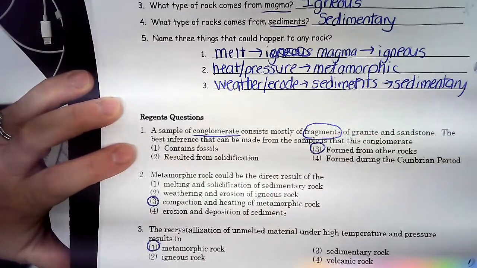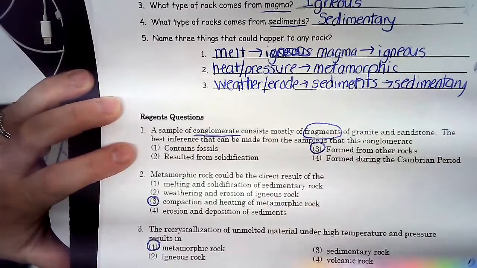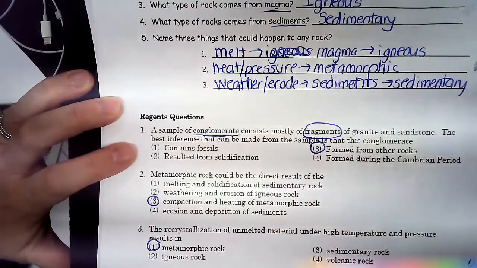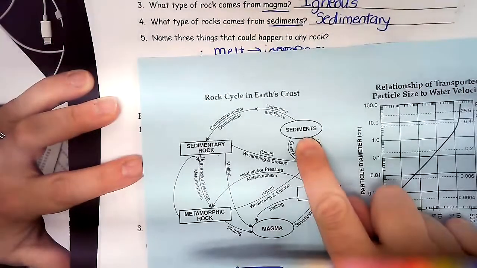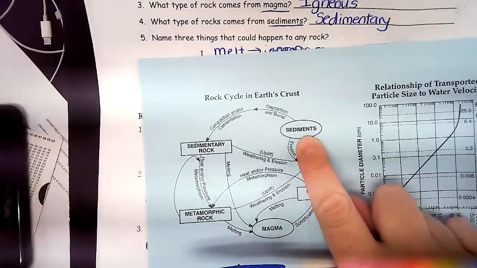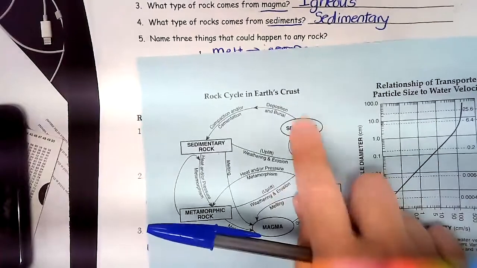Guys, what are fragments? Not even in earth science. What's a fragment? A piece. So what do you think? A fragment of granite and sandstone. Those are sediments. They're pieces. Yes, they're pieces of granite and sandstone, which makes them sediments.